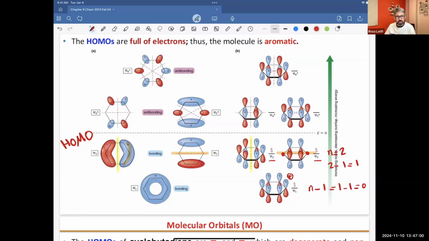Now look at the LUMO. What's a LUMO? Lowest unoccupied molecular orbital. The LUMO has two nodes, 1, 2. And the LUMO, this time, is empty. We don't have any electrons inside it.